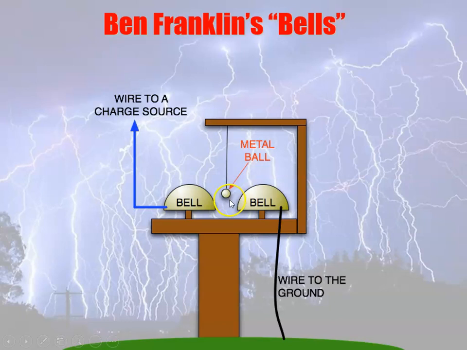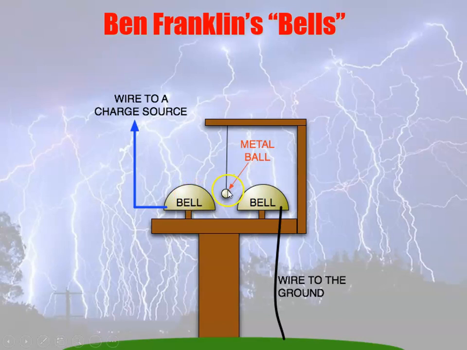So that is going to induce polarization on the metal ball that's in between, and that metal ball is going to go to one of the bells. Whichever bell has the larger amount of charge. Let's pretend it's the one on the left, it's going to touch that bell on the left. Some of that bell's charge gets transferred to the hanging metal ball.